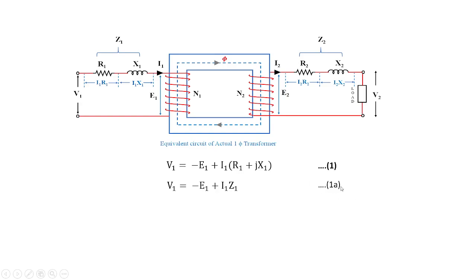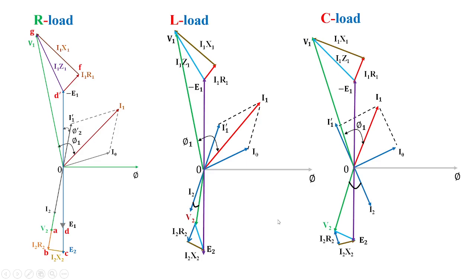This is a small modification, and the induced voltage in the secondary is given by V2 plus I2 multiplied with the impedance Z2. So these two equations are the main equations. Also, we have seen in class 4 that when the resistor load, inductor load and capacitor load are connected, the behavior of the transformer, the relationship between voltage and current and their phasor diagrams are represented by these waveforms.